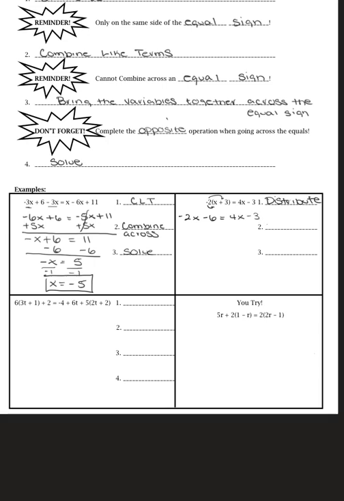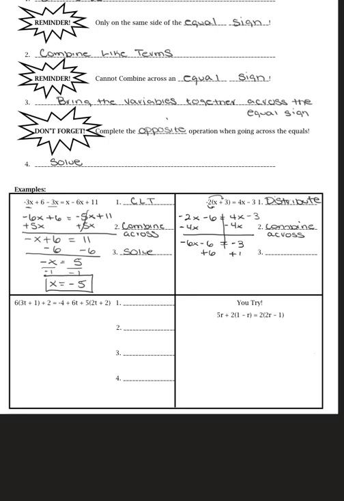Now we're going to combine across. So that means move my variable to one side of the equal sign. I personally like mine on the left, as I stated before, but you are also able to move your variable to the right. So I'm going to subtract 4x from both sides. I get negative 6x minus 6 is equal to a negative 3.